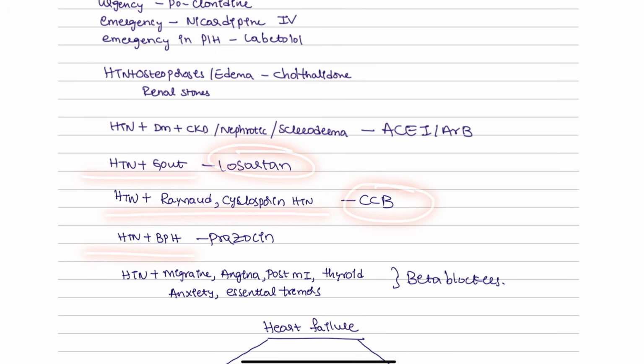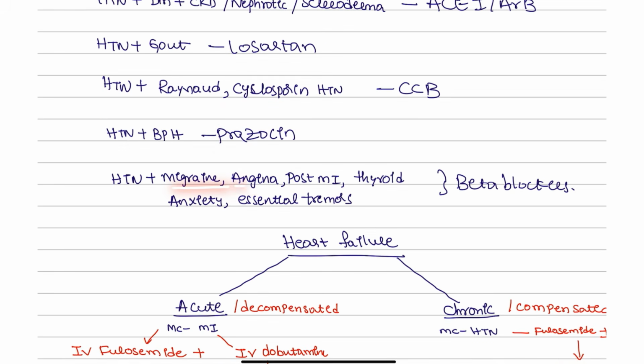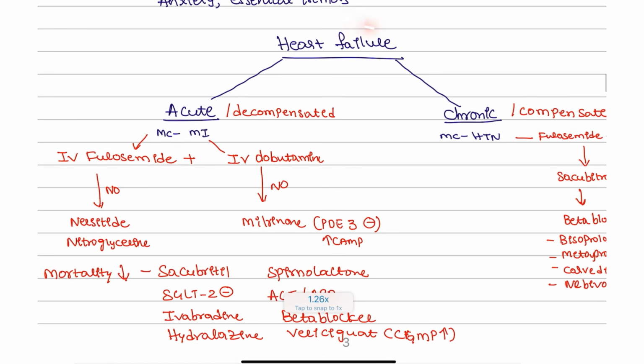Hypertension plus benign prostatic hyperplasia, prazosin. Hypertension with migraine, angina, post-MI, thyroid disease, anxiety, or essential tremors, we can use beta blockers as the drug of choice. Next, coming to heart failure.